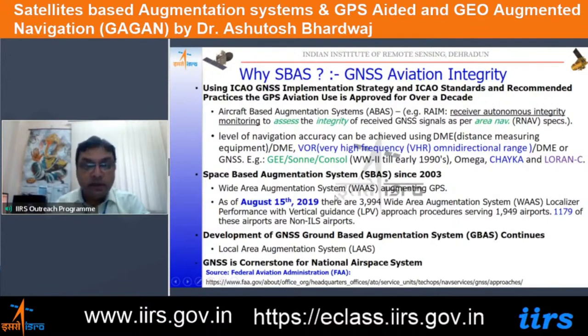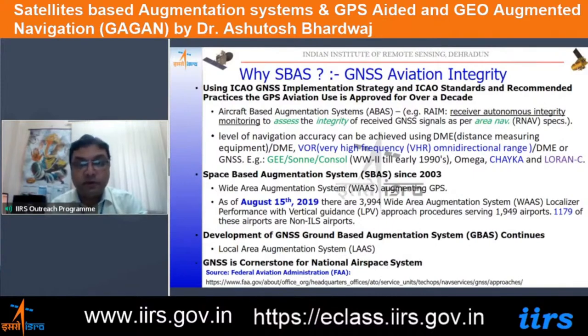Now, as per the 2021 latest list, there are a large number of stations which are non-ILS. That means they do not have the instrument landing systems at the airport. So around 1200 airports in the US are fully functioning correctly on the basis of the wide area augmentation system, WAAS. So that much dependency they have.